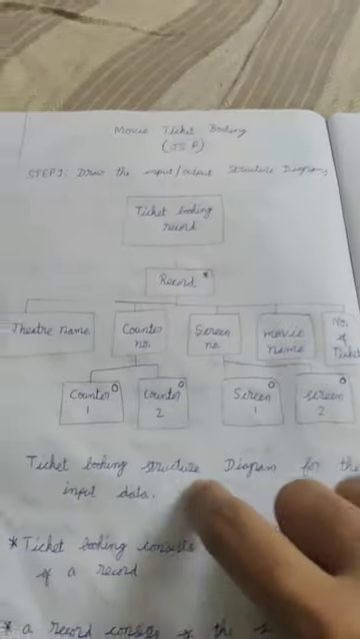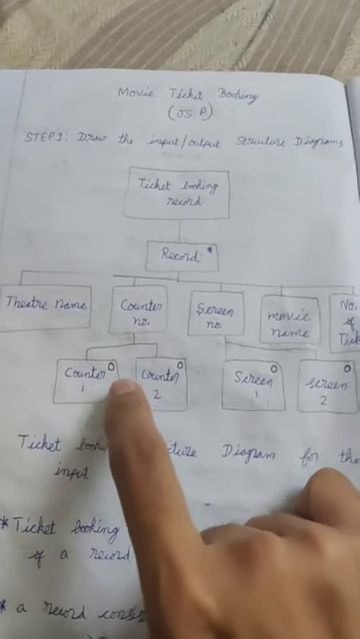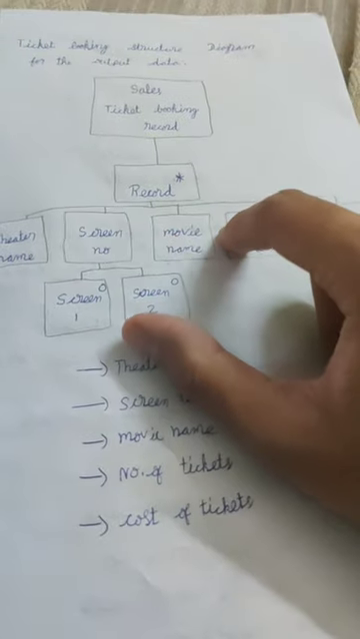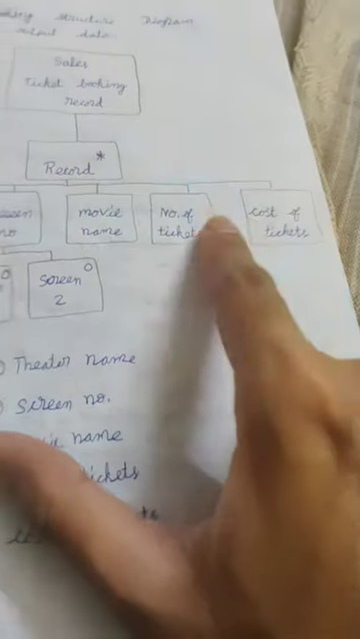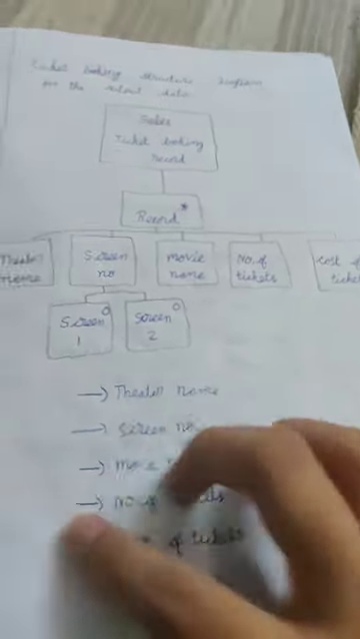When we compare the input structure diagram and the output structure diagram, here there is a counter number with which we are going to buy a ticket. In this we don't have a counter number. Instead of the counter number we have the cost of tickets that we have booked.